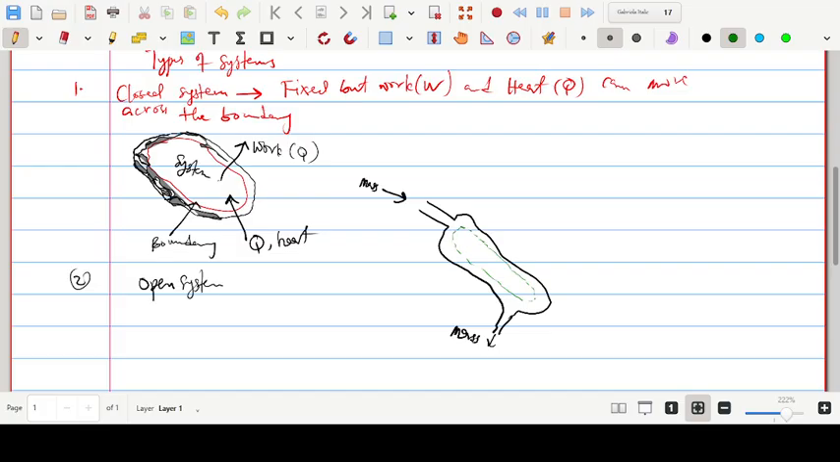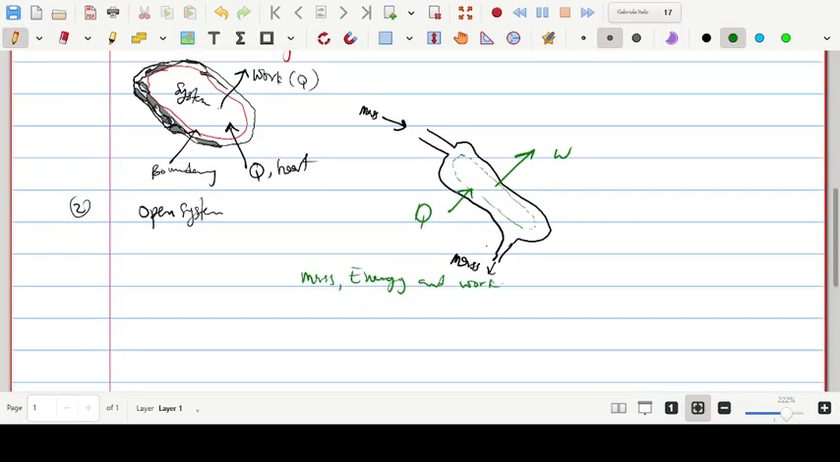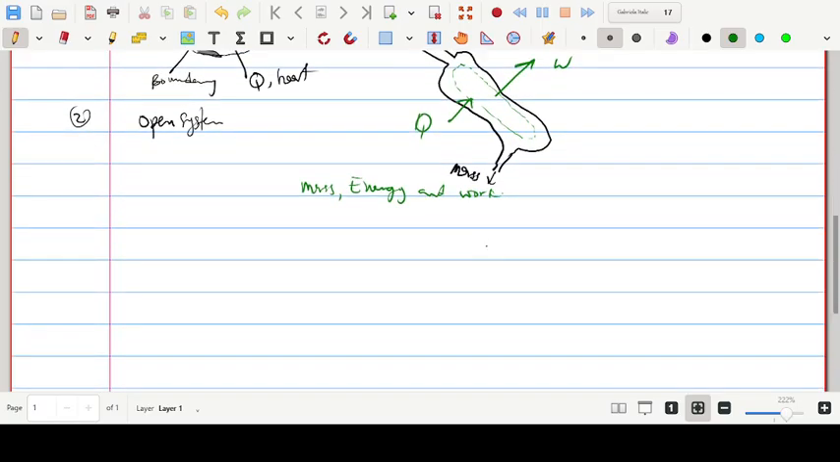So this one allows mass, energy, and work to be transferred. So the heat, which is Q, comes in, then work, W, goes out, and mass. So now the third one that we have is known as an isolated system. What is an isolated system?